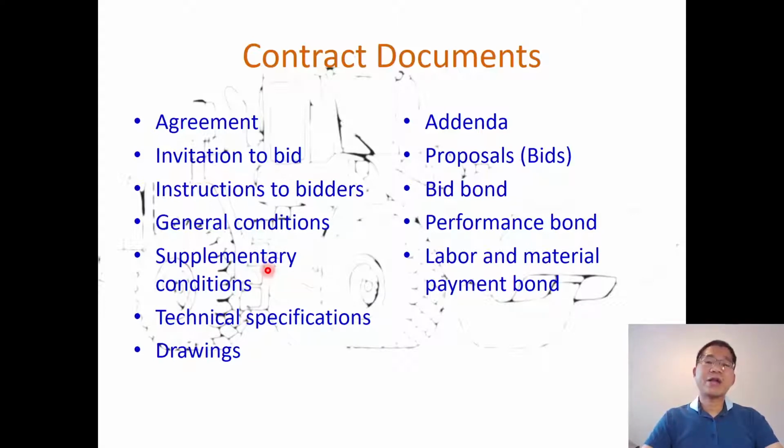Any addenda during the bidding process, where the potential bidder sends a request for information or clarification, things like that, will be put in there. Proposals, which include the bid bond, and the performance bond after you are awarded the contract. And then the labor and material payment bond, to guarantee that you don't have mechanic's liens on your property in case the contractor doesn't pay the labor and material for the subcontractor or supplier.